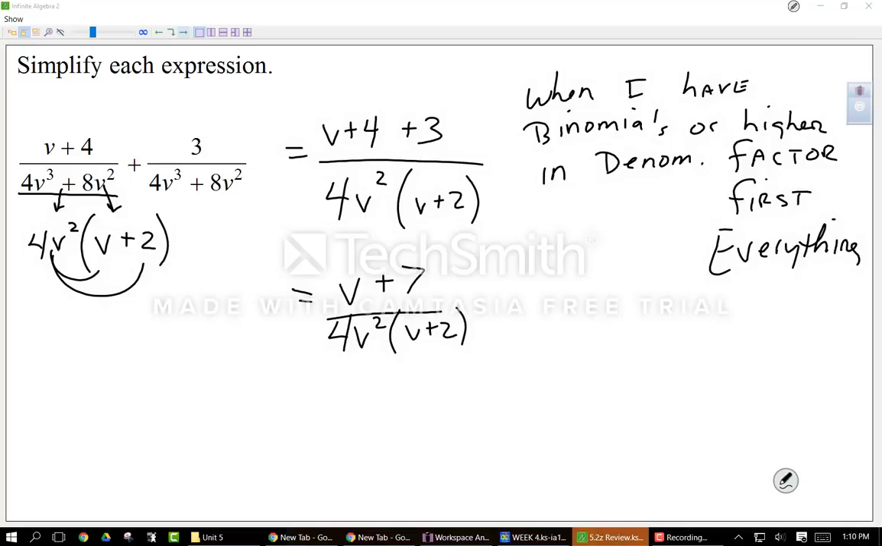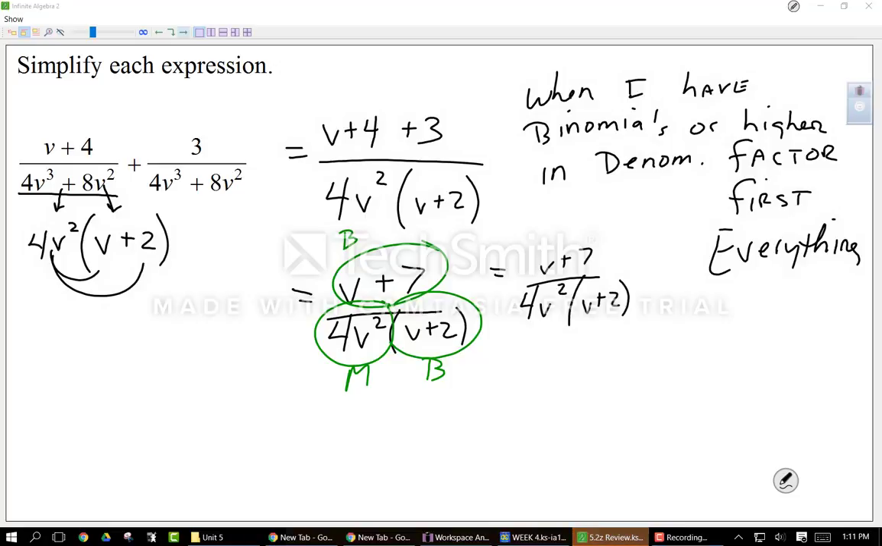Well, here I have a monomial, binomial, binomial. Are any of them the same? Yes, I have two binomials. Are the binomials exactly the same? No. One has a 7, one has a 2. They are different. So answer is v plus 7 over 4v squared times v plus 2.